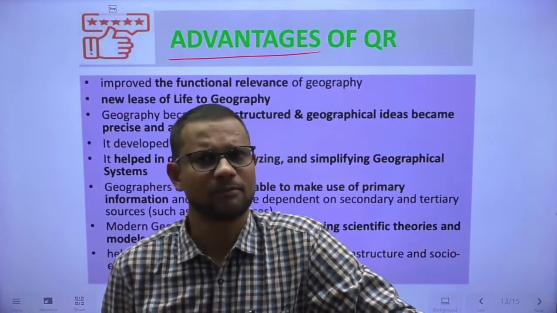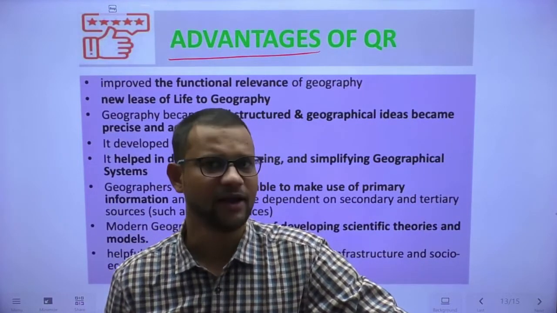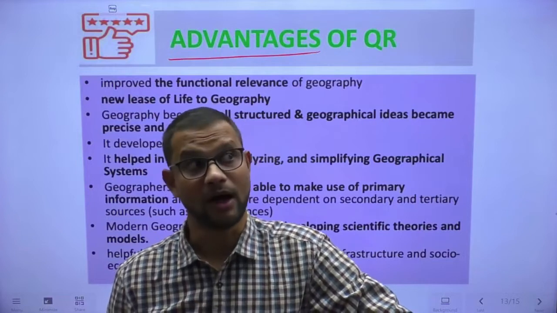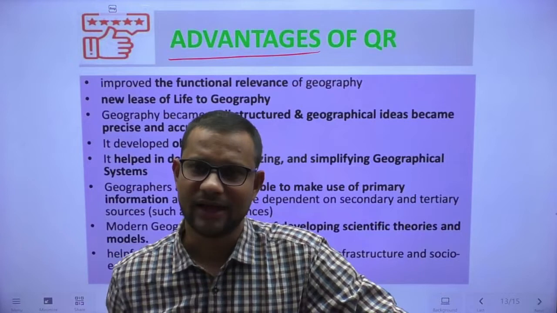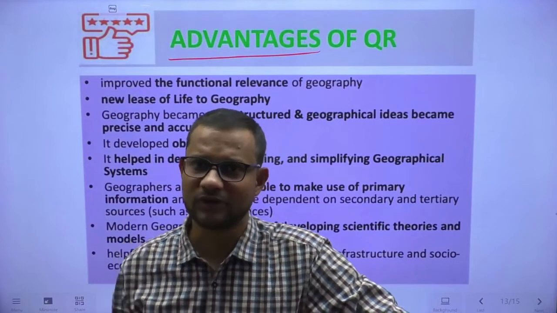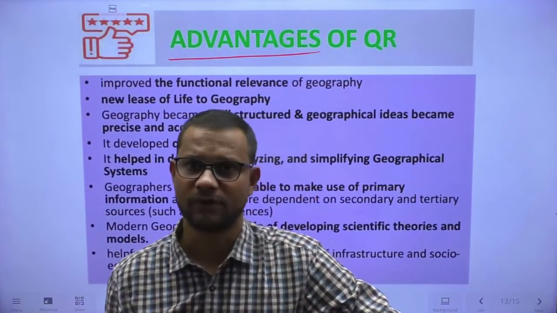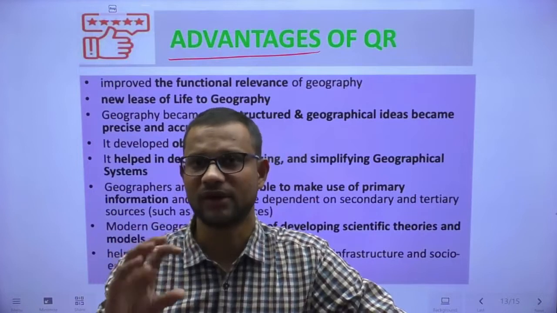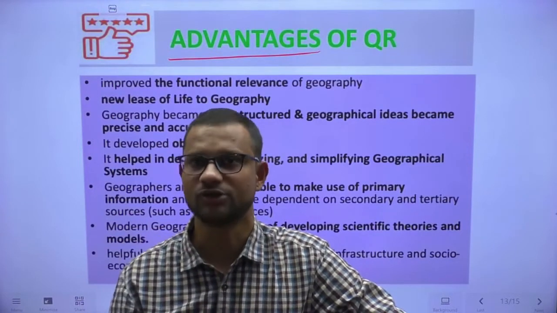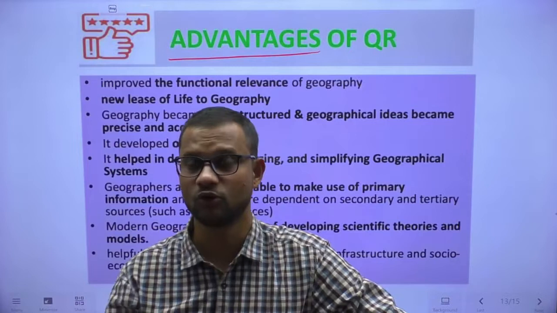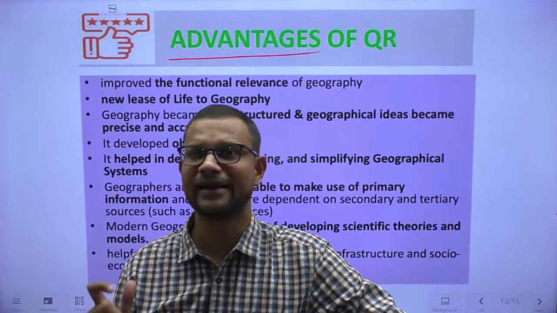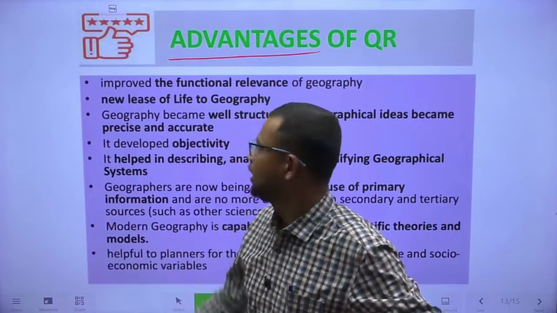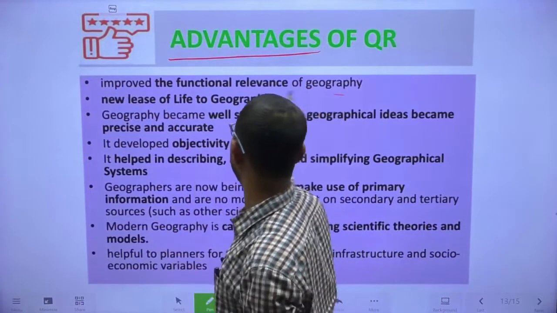Even if it may be a small change, you will find it gives you an understanding about yourself. The same is the case with the quantitative revolution also. As quantitative evolution was added to geography, it gave geography a new dimension to understand itself, a new dimension to evolve, and that is what blended this mathematical approach into it, and it improved the functional relevance of geography.